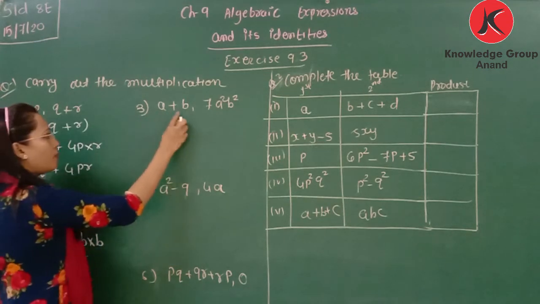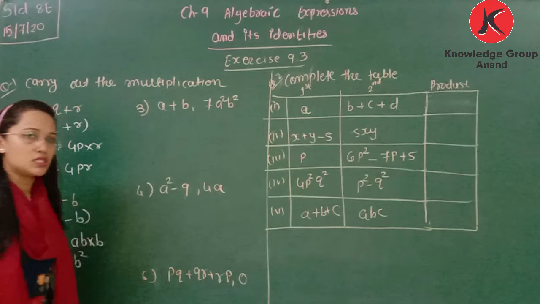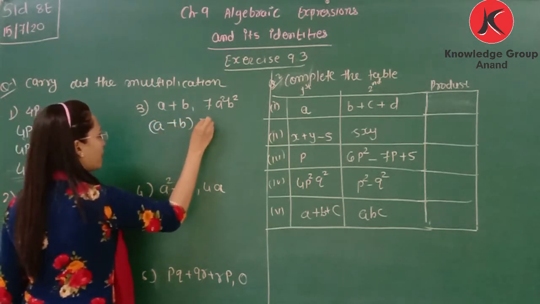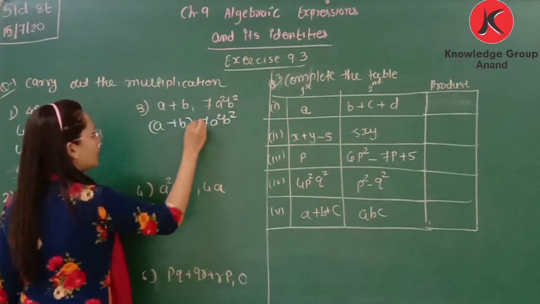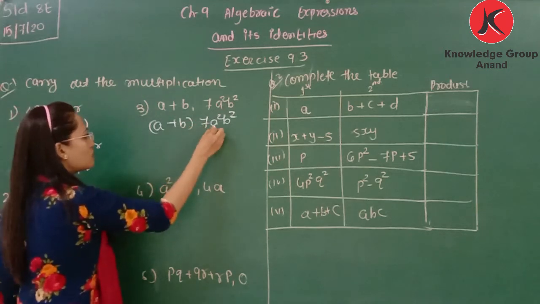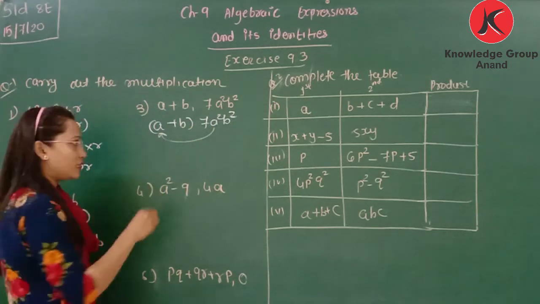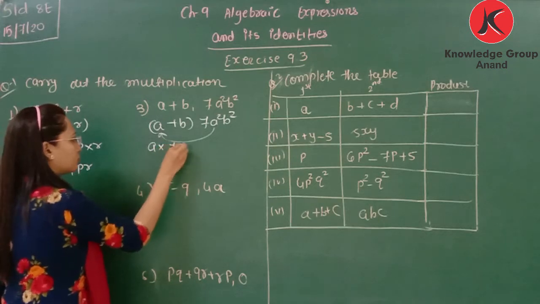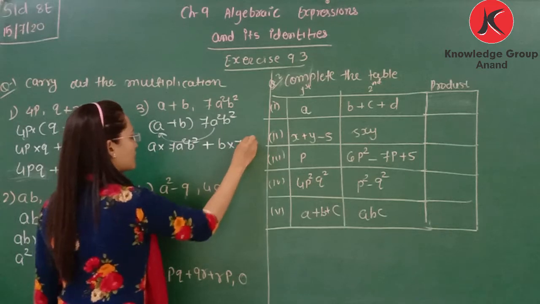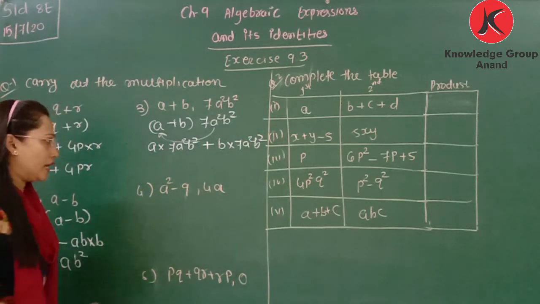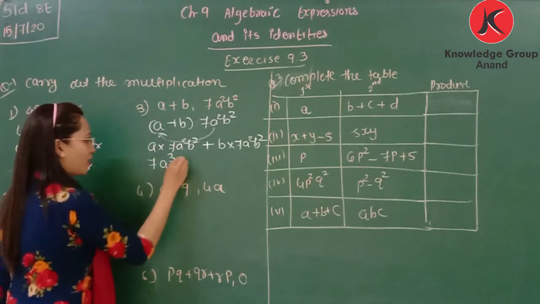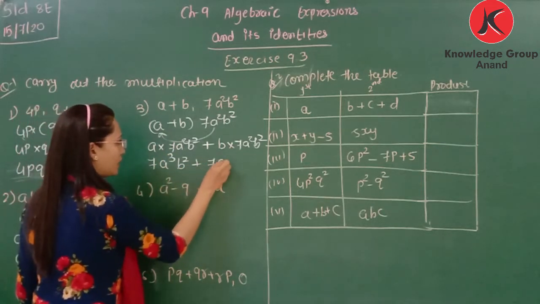Now for the next one, a plus b, 7a square b square. So a plus b is multiplied with 7a square b square. Here the operation of multiplication is there between two expressions. So now 7a square b square is multiplied with a and b is multiplied with 7a square b square. Now 7a square and a become a cube, b square as it is, plus 7a square b.